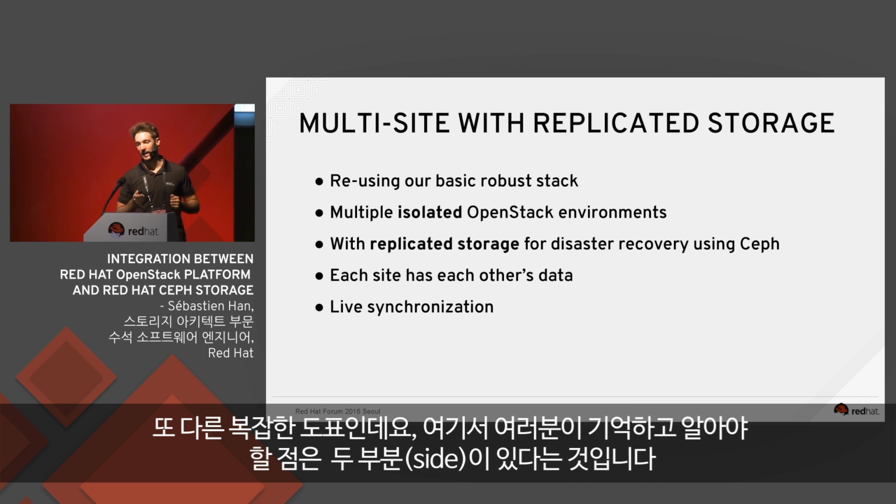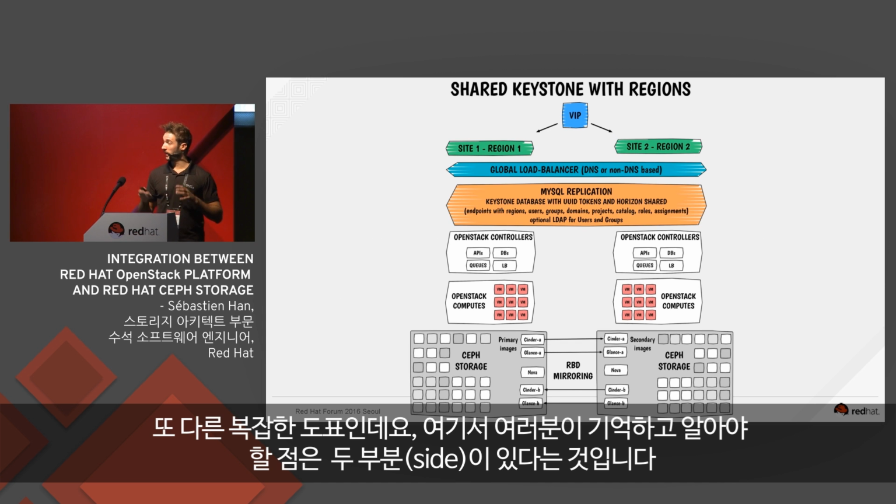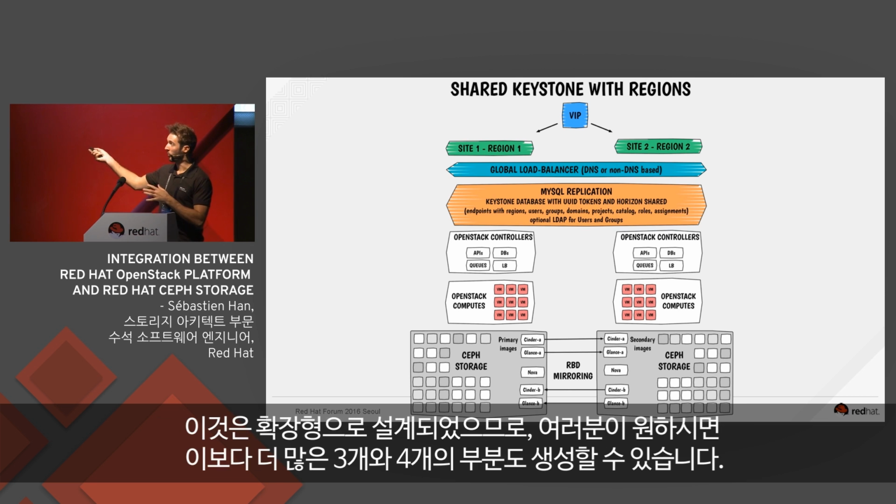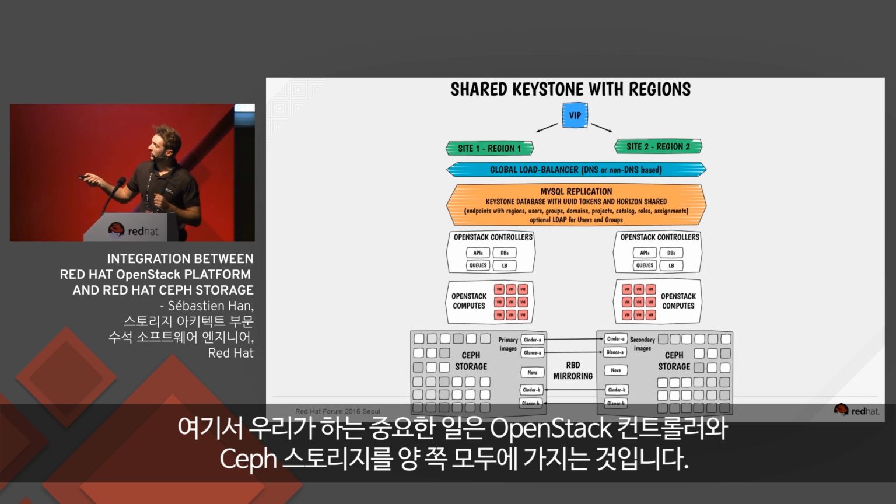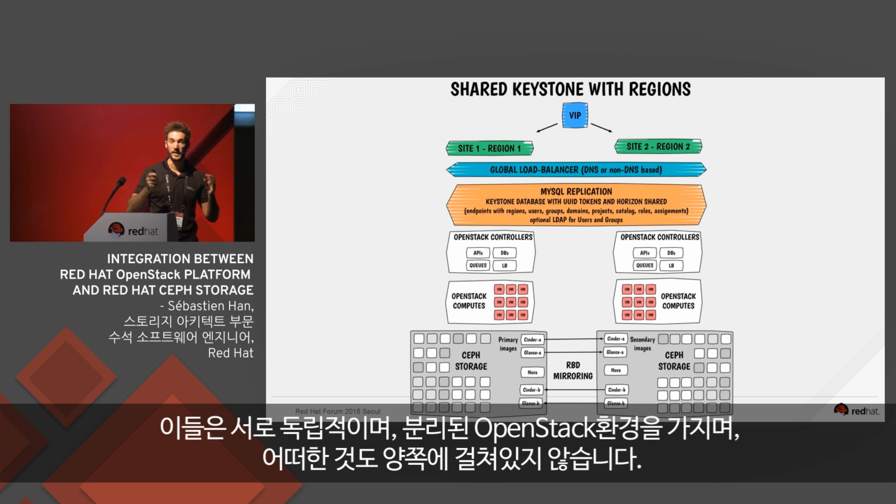So yet another complex diagram. But what you have to remember and get out of this one is that we have 2 sites at the moment. We can have more. It's designed to scale, so we can add a 3rd or 4th site, depending on what you want to do. The main thing that we do here is we have OpenStack controllers and Ceph storage on both sides. And these are independent, isolated OpenStack environments. Nothing is being stretched out.